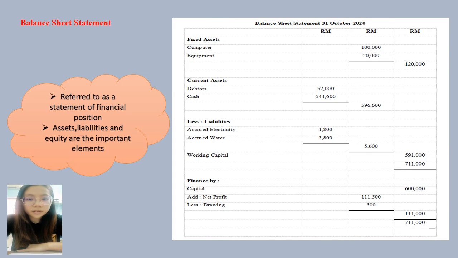Next, balance sheet statement. The balance sheet statement is also referred to as a statement of financial position. Furthermore, assets, liabilities, and equity are the three most important elements in the balance sheet statement. We can use these three elements to complete the balance sheet statement and get the total monthly account.